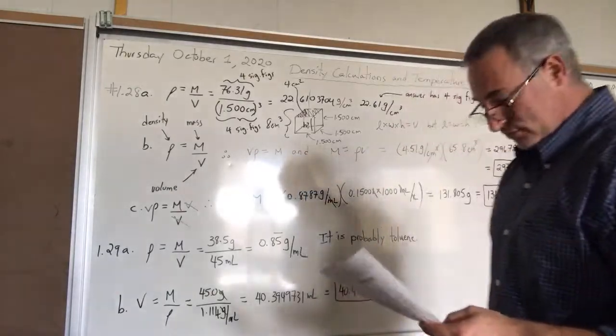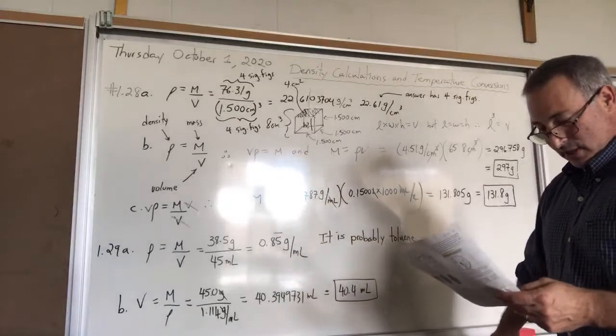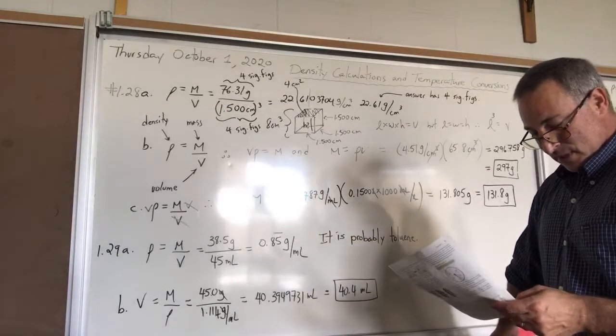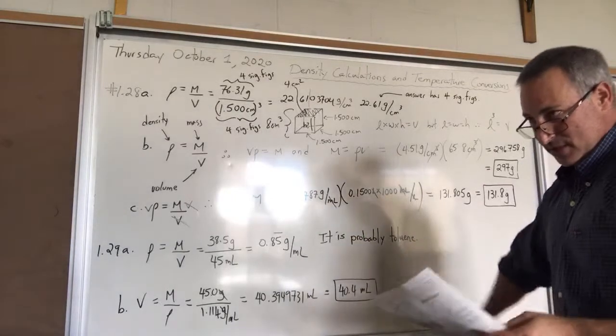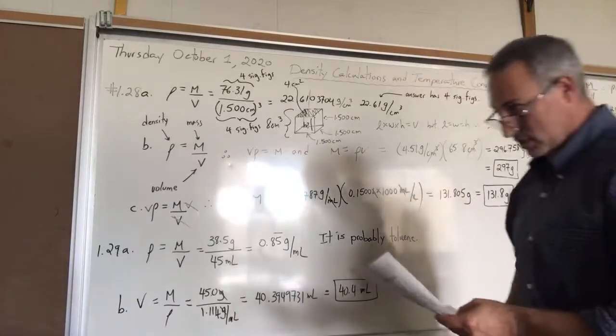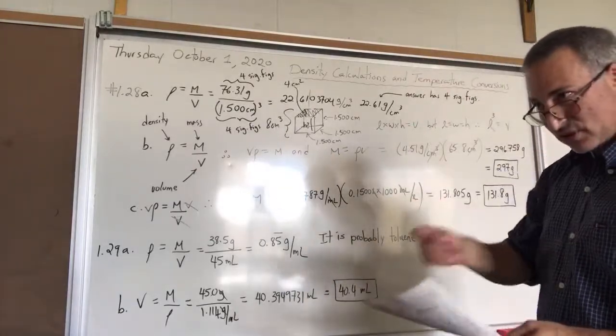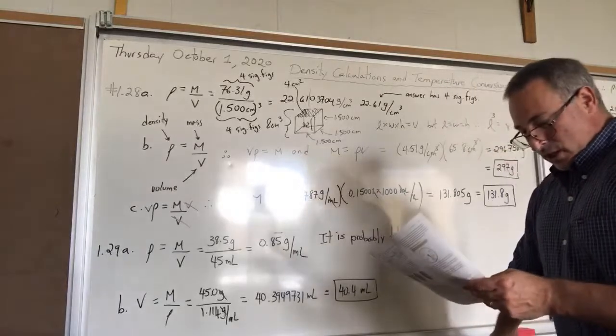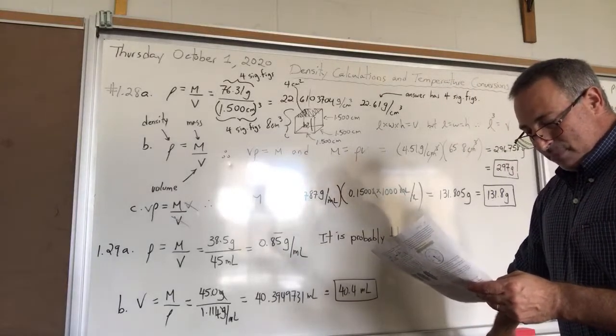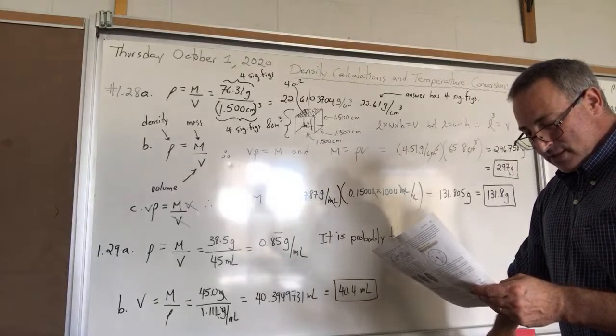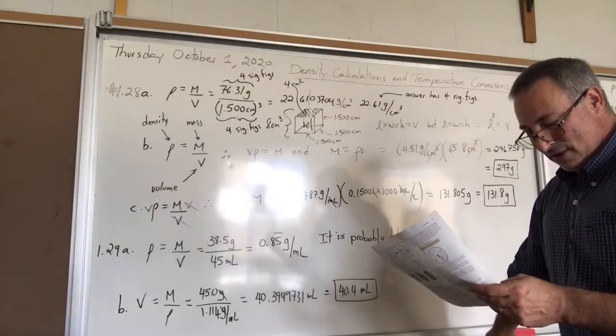129A, to identify a liquid substance, a student determined its density using a graduated cylinder, which is basically a tall, skinny glass tube with markings on it so you can measure liquids in it carefully. She measured out a 45 milliliter sample of the substance. She then measured the mass of the sample, finding that it weighed 38.5 grams.